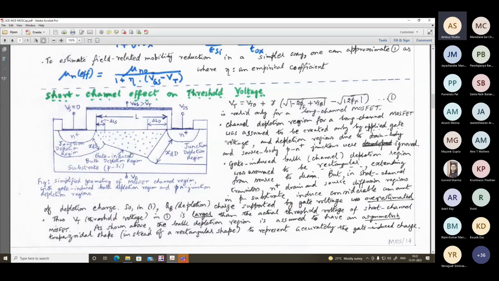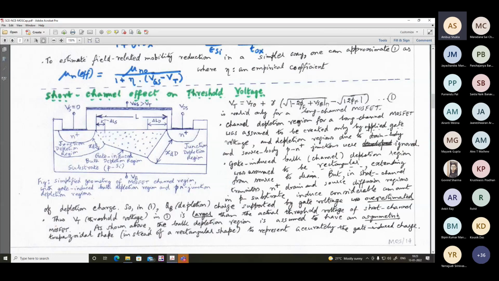But in the present day, where L is comparable in dimension to XJ or XDD, now we have to pay minute attention to the shape of the depletion regions and look into the relative importance of the junction depletion region on the drain side as well as the source side. So this will no longer be negligible, right? So the depletion region due solely to the VGS can be restricted in this shape, like a trapezoid, and the effect of this junction depletion region on the left and this on the right will have to be considered in the expression of threshold voltage. Okay, how that, let us see.